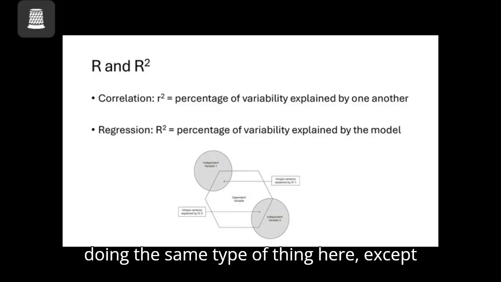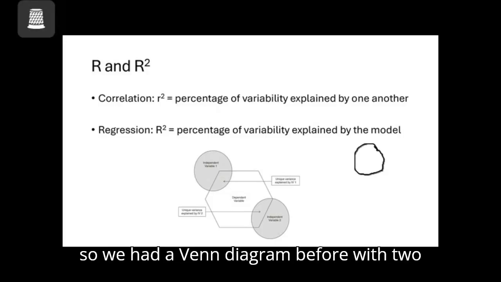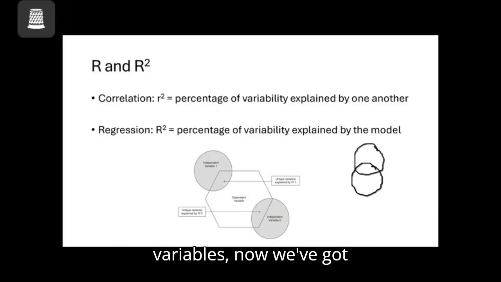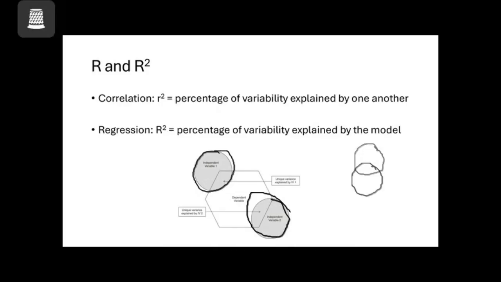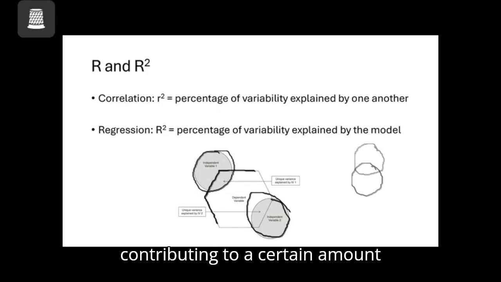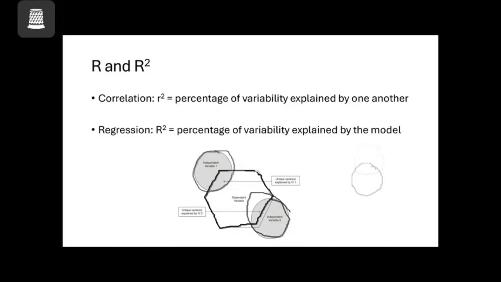Now we're doing the same type of thing here, except instead of only having two variables, so we had a Venn diagram before with two variables, now we've got two predictors or independent variables, each contributing a certain amount of variability in the dependent variable.